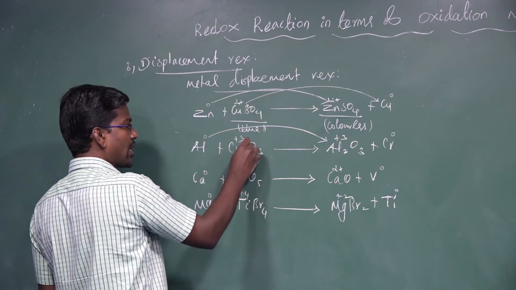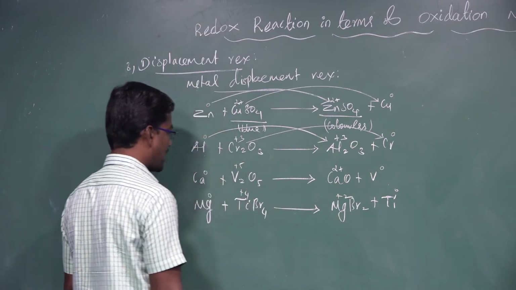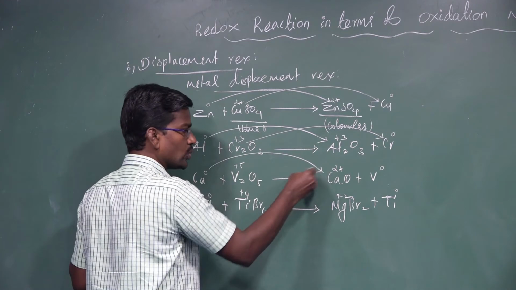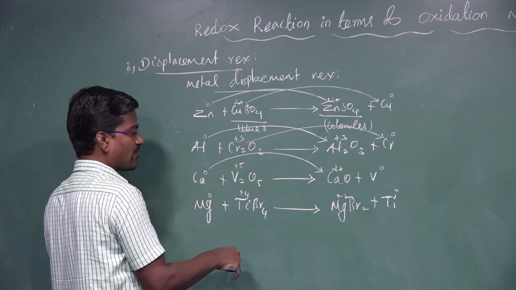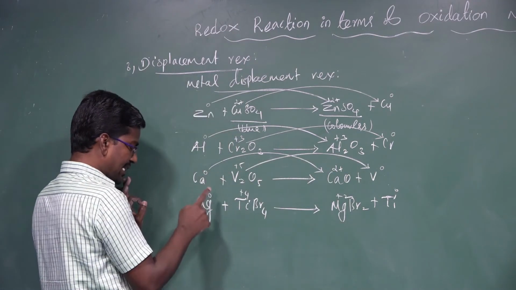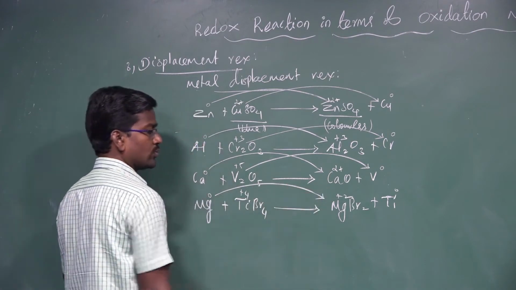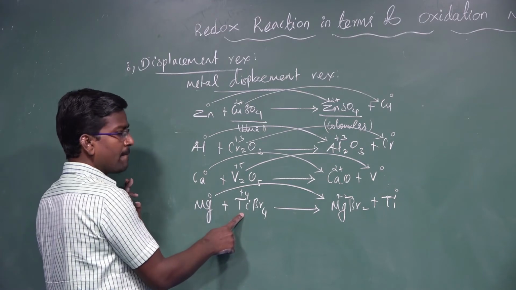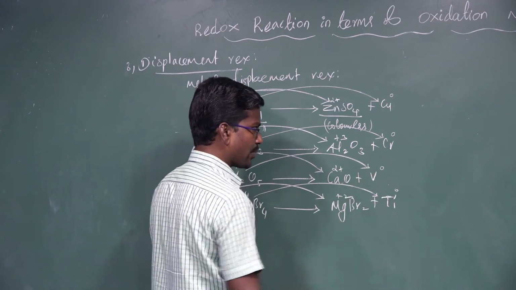Oxidation number decreases from plus 3 to 0, a reduction process. Here, the oxidation number of calcium increases from 0 to plus 2, an oxidation process. The oxidation number of vanadium decreases from plus 2 to 0, a reduction process. The oxidation number of magnesium increases from 0 to plus 2, an oxidation process. The oxidation number of titanium decreases from plus 4 to 0, a reduction process.